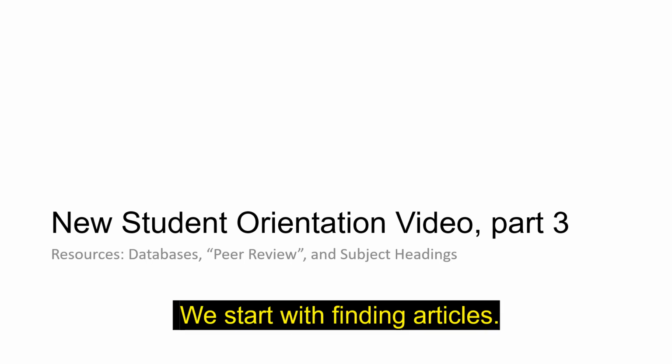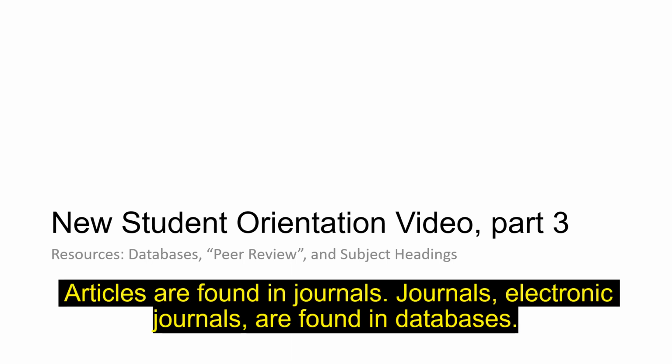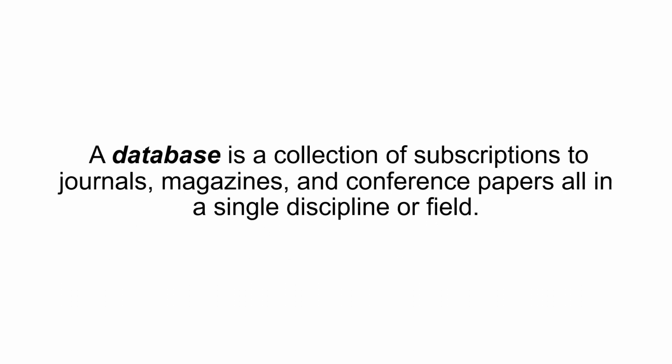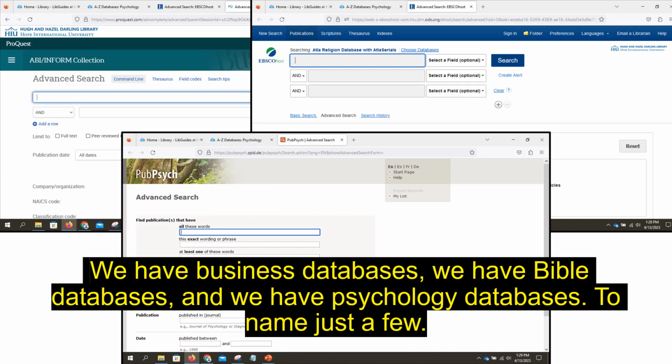We start with finding articles. Articles are found in journals. Journals, electronic journals, are found in databases. A database is a collection of subscriptions to journals, magazines, and conference papers, all in a single discipline or field. We have business databases, we have Bible databases, and we have psychology databases, to name just a few.